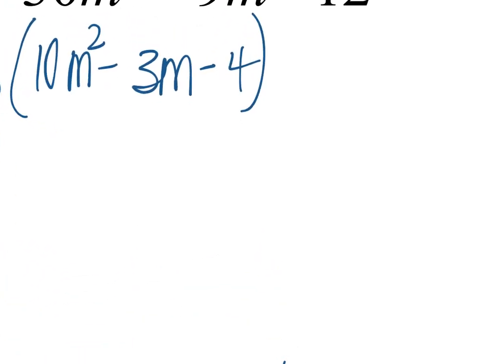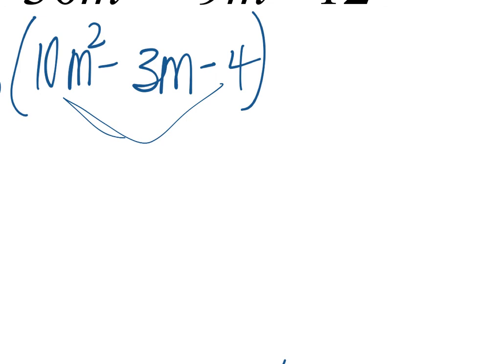Okay, so now I'm only focusing on the 10m squared minus 3m minus 4. So I'm looking for the factors that would multiply to give me -40, but they must add to give me a -3. And we got that from the middle. So if we're multiplying to get a negative, our signs are different. If you're adding to get a negative, as in the -3, your larger number will be negative.